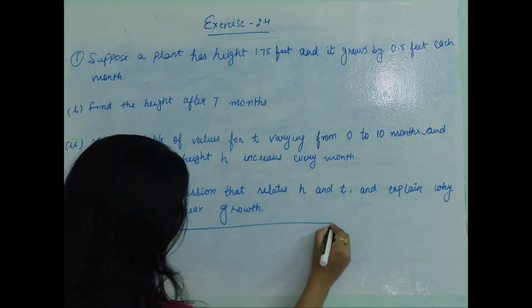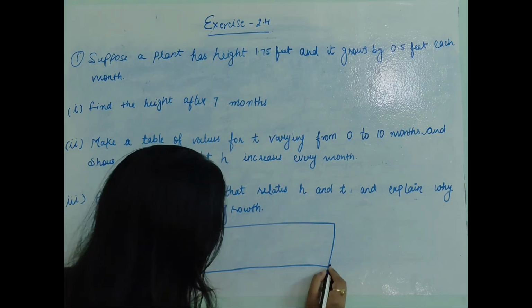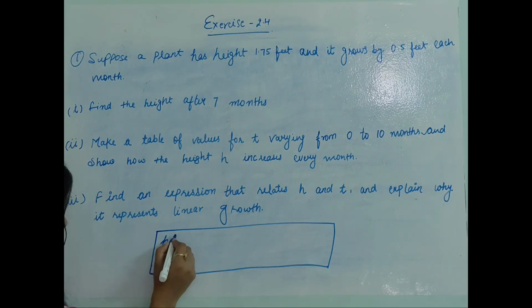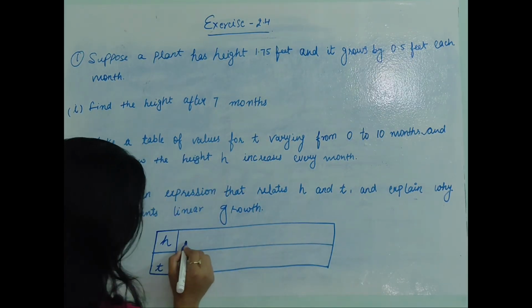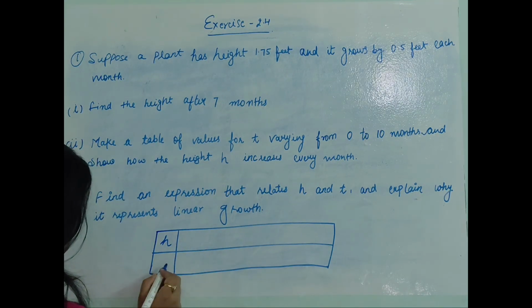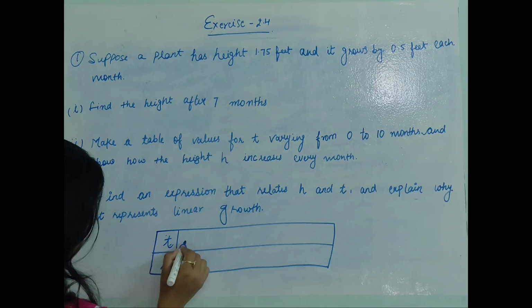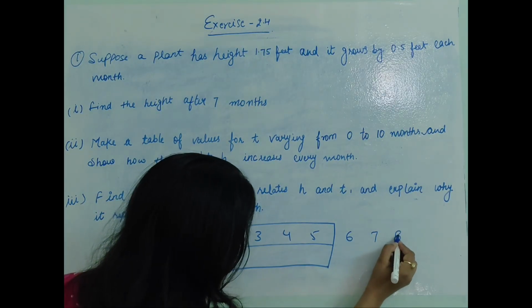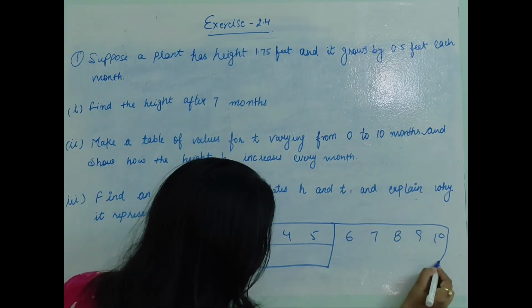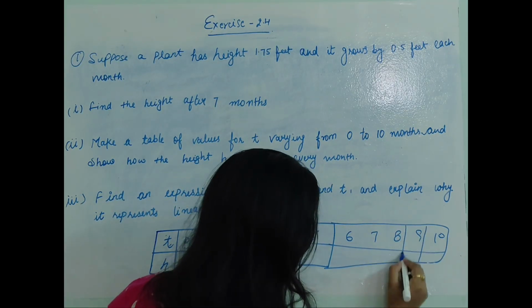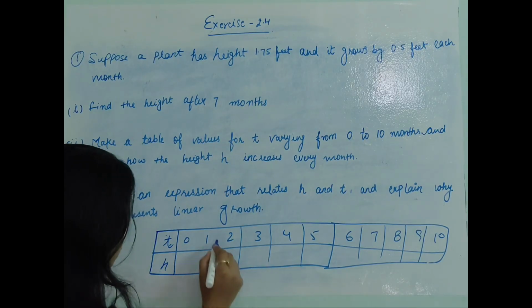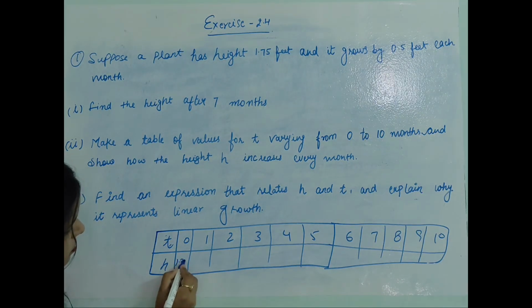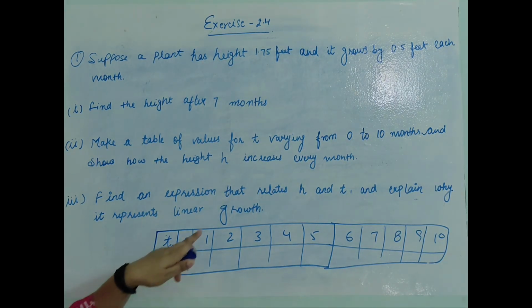Here we will say, so the month is t and the initial height is h. So we can show the relationship like this. Okay, let's put h here and t here. So 0, 1, 2, 3, 4, 5, 6, 7, 8, 9, 10. The initial height at the 0th month is 1.75 feet. At the first month the height will increase by 0.5 feet.